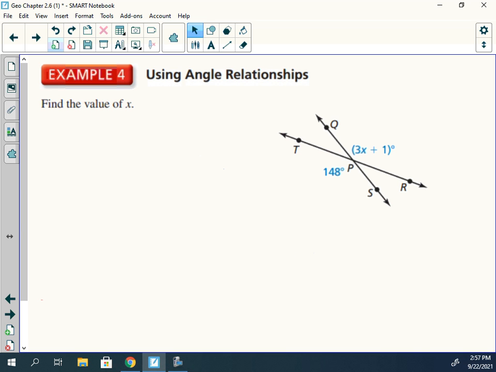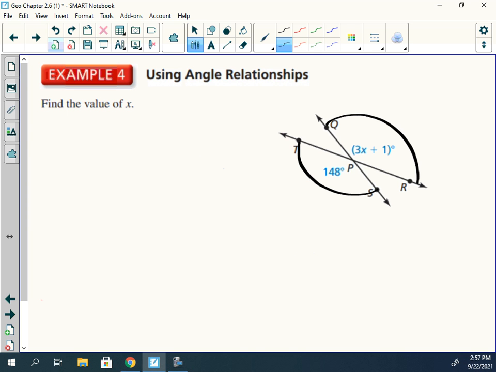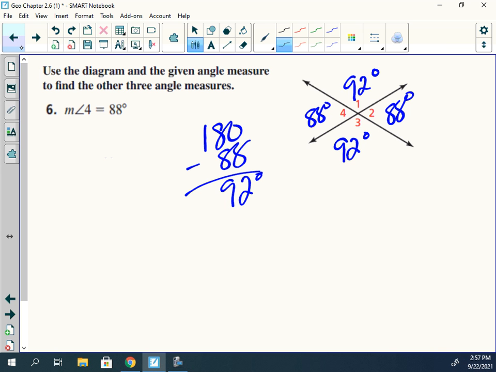TPS and QPR are vertical angles, just like we had in the previous one. Well, 148. It'll be the exact same size. They're equal. So like this here, 2 and 4 are vertical angles, so they are congruent. 1 and 3 are vertical angles, so they are congruent.